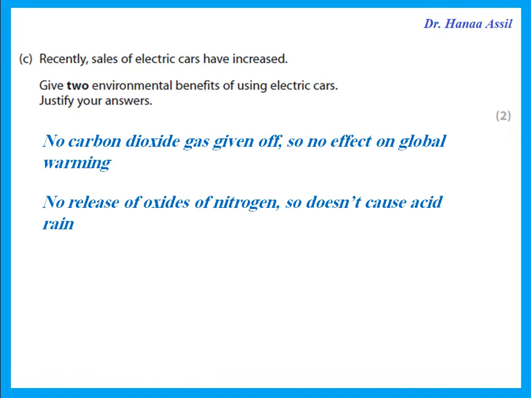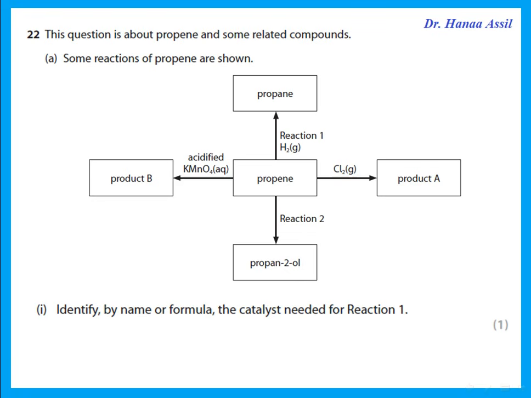Another one could be the fact that it would not release oxides of nitrogen. Remember, a normal fuel car would give oxides of nitrogen from the car exhaust, and that causes acid rain. So an electric car would not release oxides of nitrogen, so it would not cause acid rain.